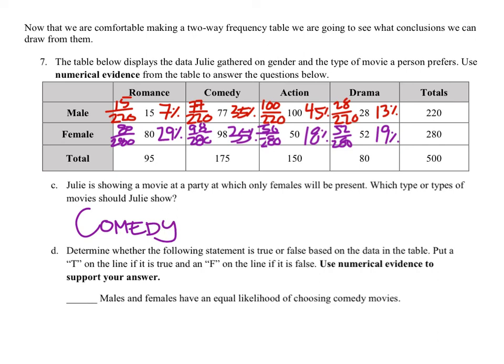So let's determine whether the following statement is true or false based on the data in the table. Put a T on the line if it's true, F if it's false. Use numerical evidence to support your answer. Males and females have an equal likelihood of choosing comedy movies. The answer right now is yes, because both of them have a 35% chance, or the survey shows that 35% of both chose comedy.